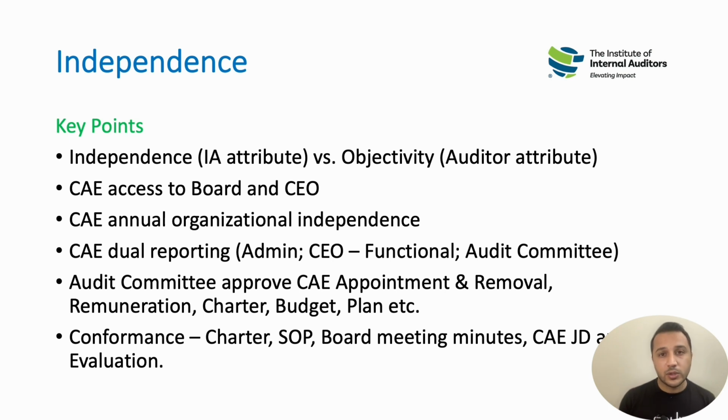Also, when we talk about independence, this means that our audit activities, which means our scope of work, our planning, our approval of our audit plan, all of this is approved by the audit committee or the board. Again, there is a level of consultation with the CEO, but that does not give him the ultimate authority over our work.